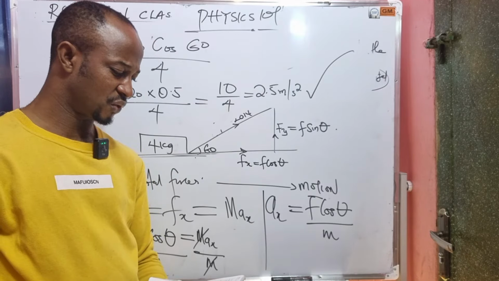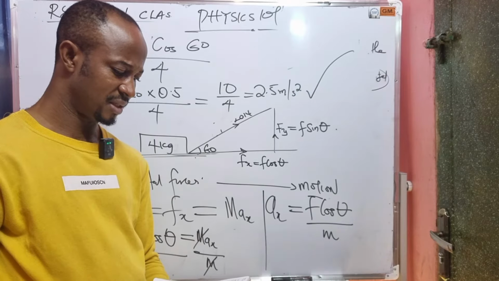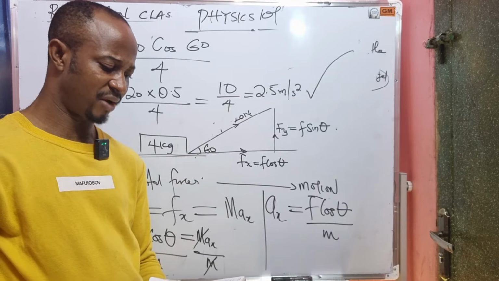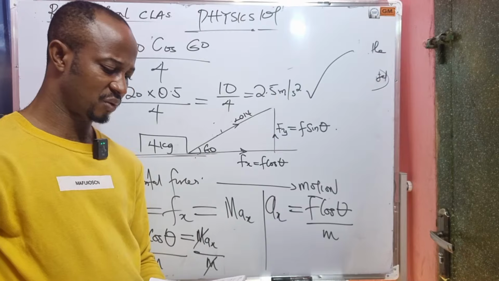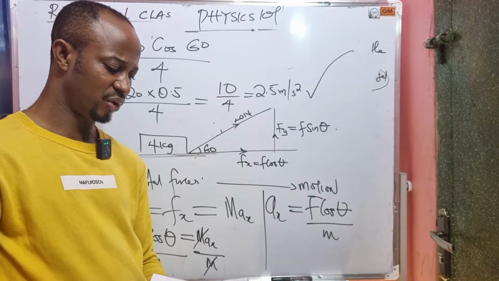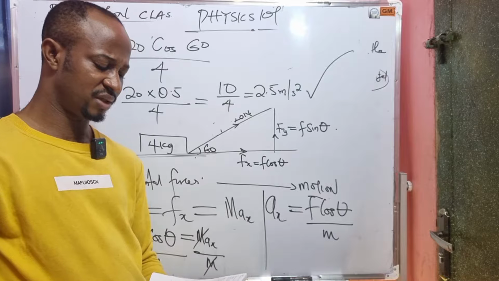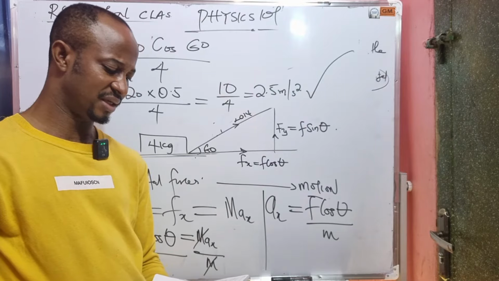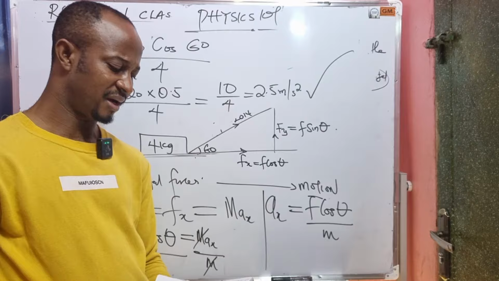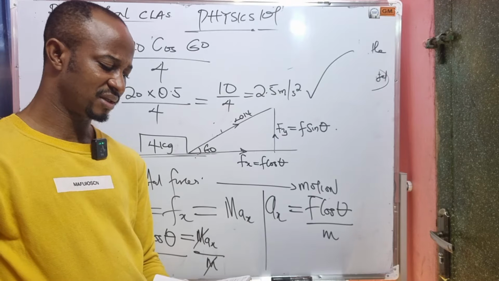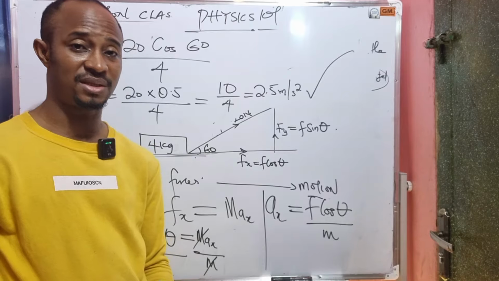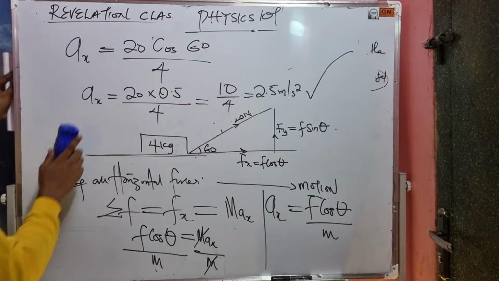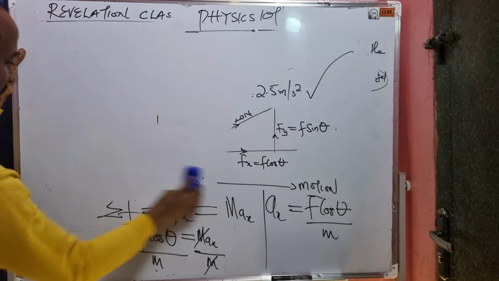The question says a particle of mass 0.4 kilogram is subjected to two forces. F1 equals 2I minus 4J and F2 equals minus 2.6I plus 5J in Newton. If the particle starts from rest at the origin at t equals 0, find its position and velocity at t equals 1.6 seconds. This is very simple.